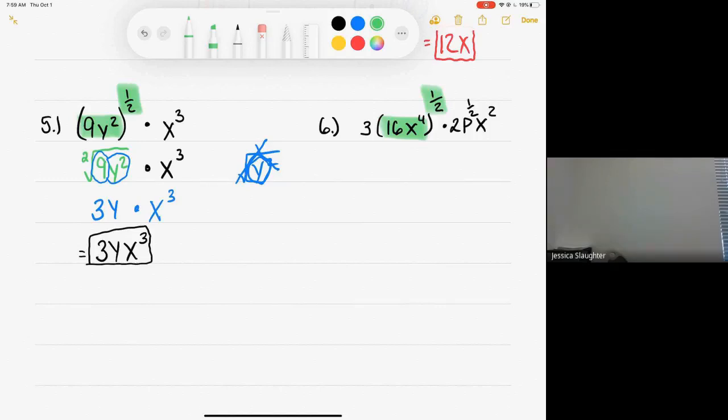Somebody, what is your name? 16 to 16. X. Okay. So, okay. The square root. 2.